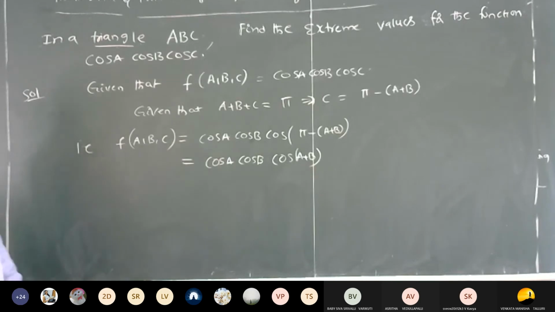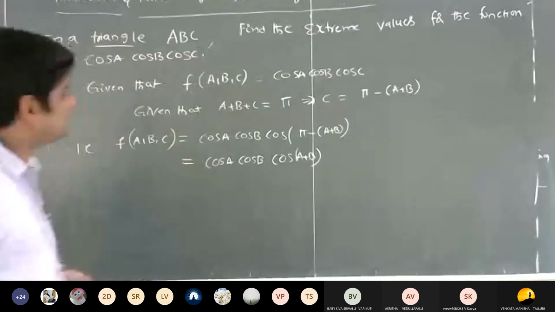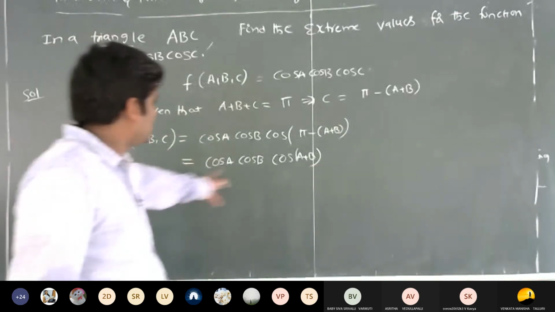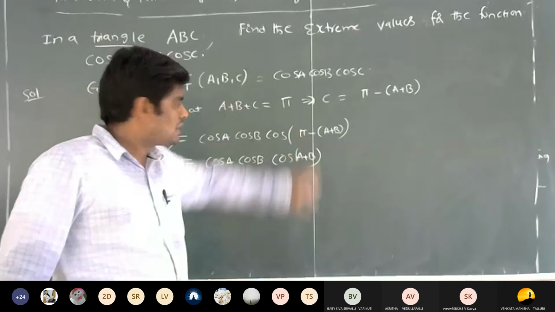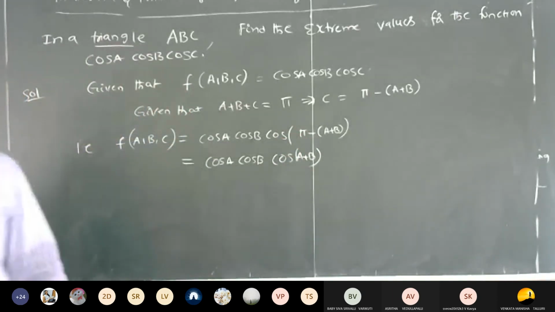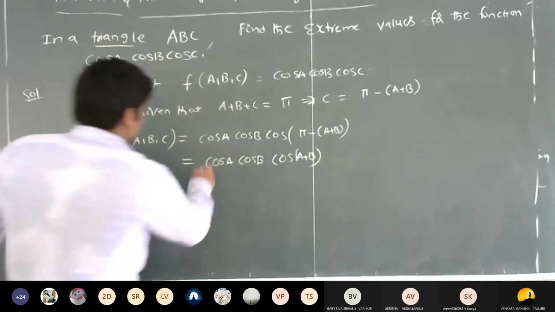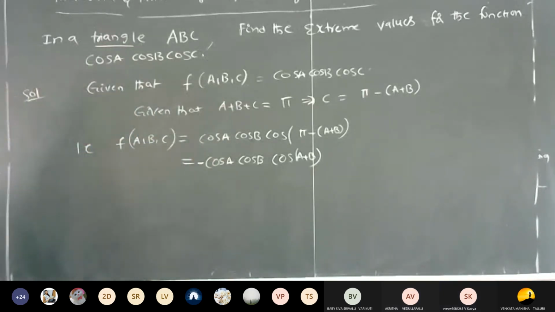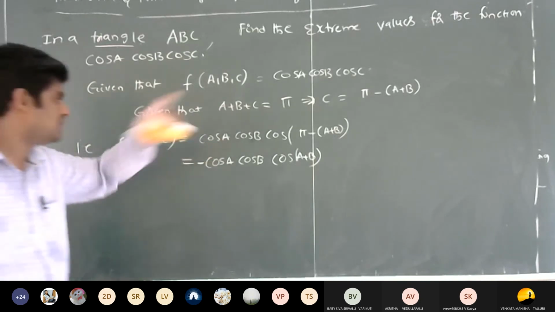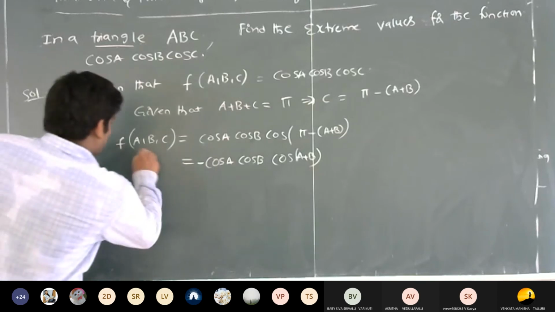Is it correct, ma'am? Minus or plus? Cos of 180 minus theta is in the second quadrant, so I think it is minus. Yes, sir, minus. So it is minus, but no problem, because in the case of a stationary point it vanishes. So no problem with that.